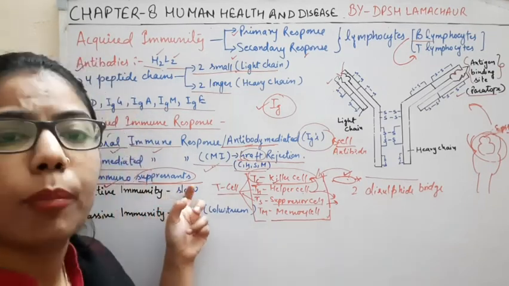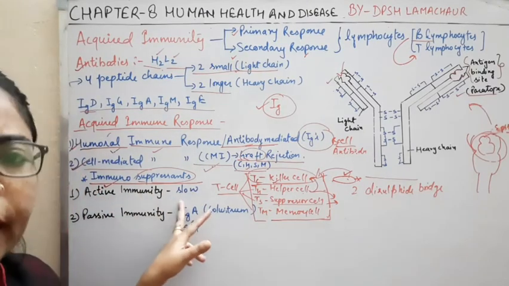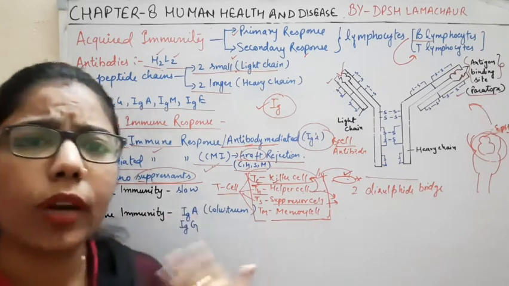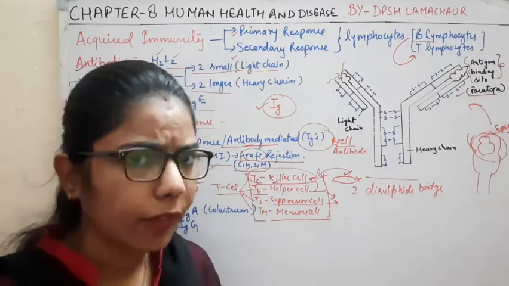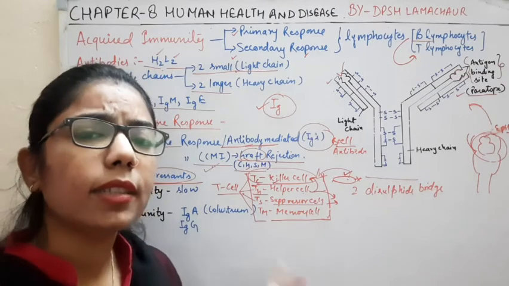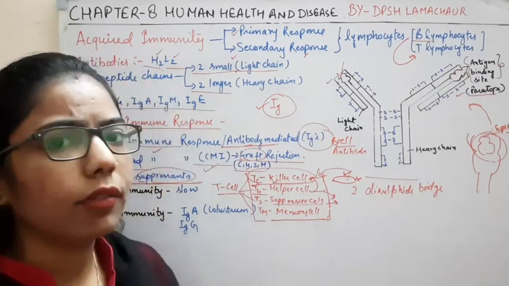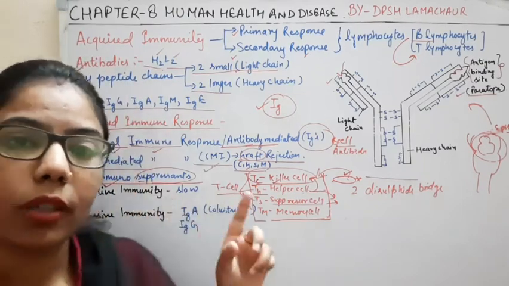And this one is the example of natural active immunity. It can sometimes be artificial active immunity. How? When we are providing some vaccination. The first time we provide the vaccine to the body, so that if this pathogen ever comes in contact with the body, your body will start making antibodies for that particular pathogen.